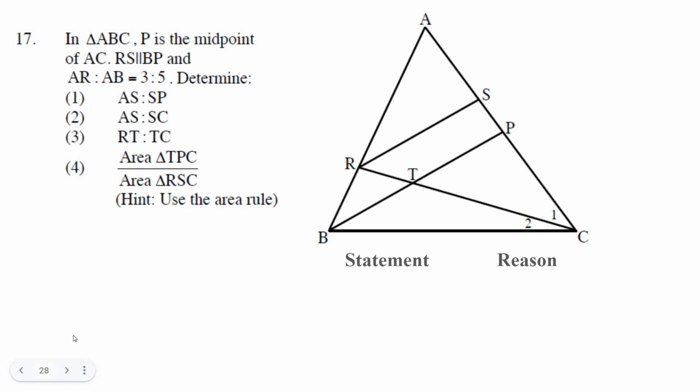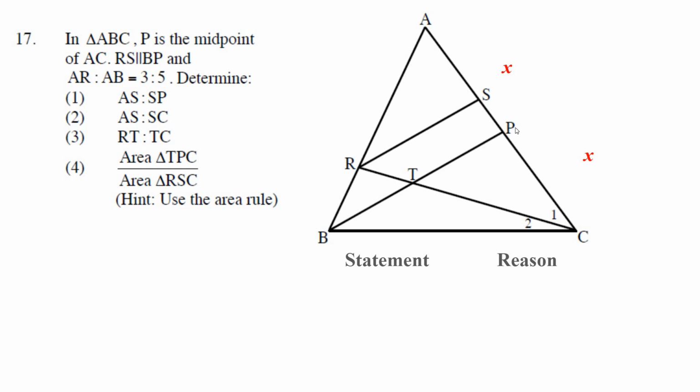Okay, this is ratio and proportion question 17. Now they tell us here in triangle ABC, P is the midpoint. So we know that AP equals PC. That's another way of saying that. RS is parallel to BP. Oh, I wrote that in there.